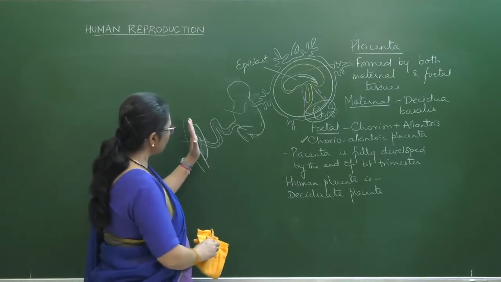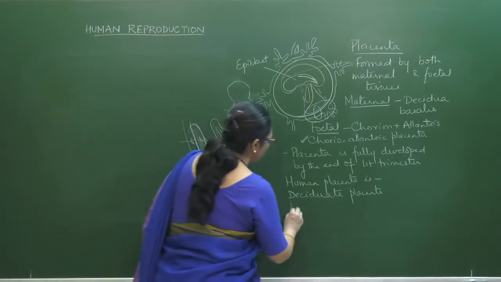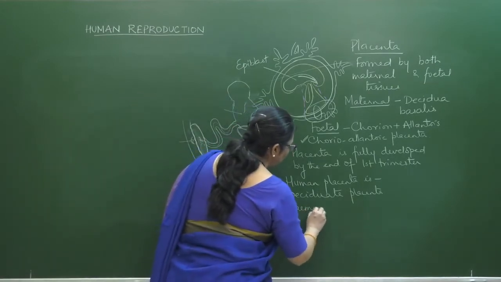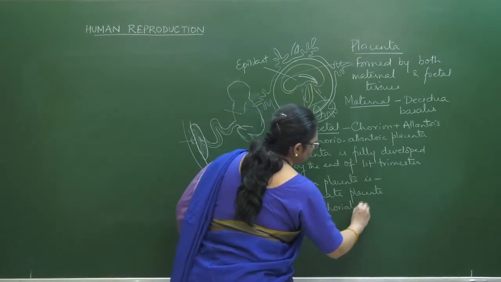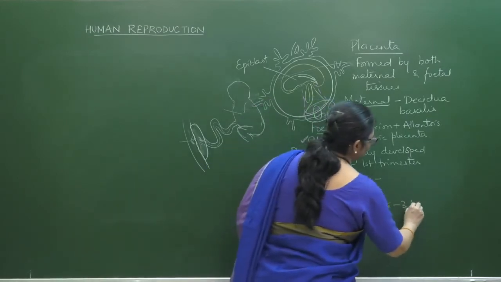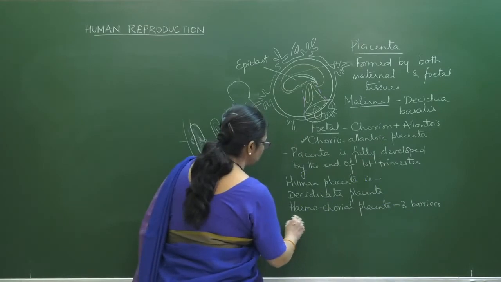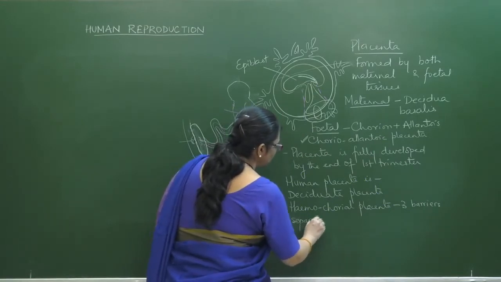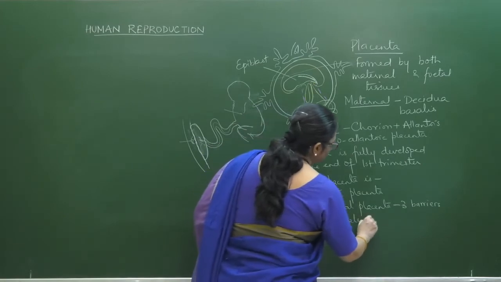Now on the basis of the barrier, the human placenta is called hemochorial placenta. Hemochorial placenta, because in this there are 3 barriers separating fetal and maternal blood. 3 barriers separating maternal and fetal blood.